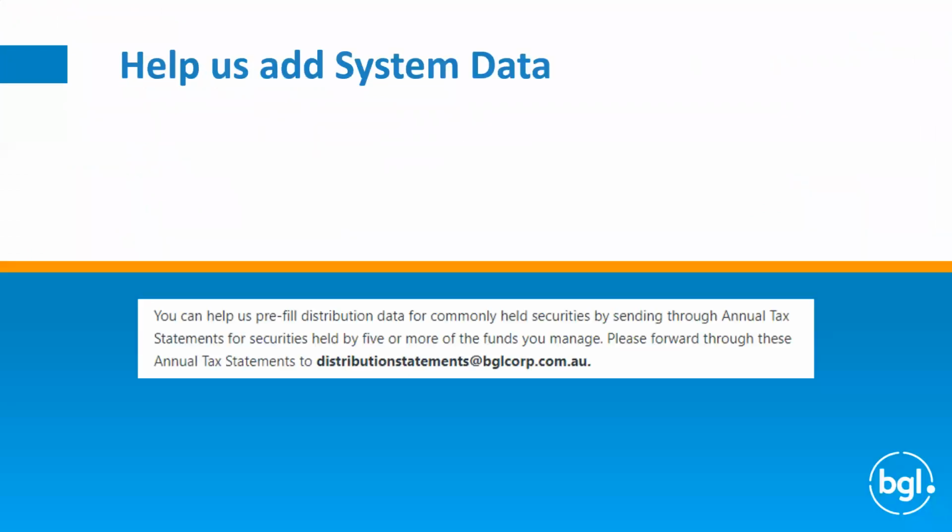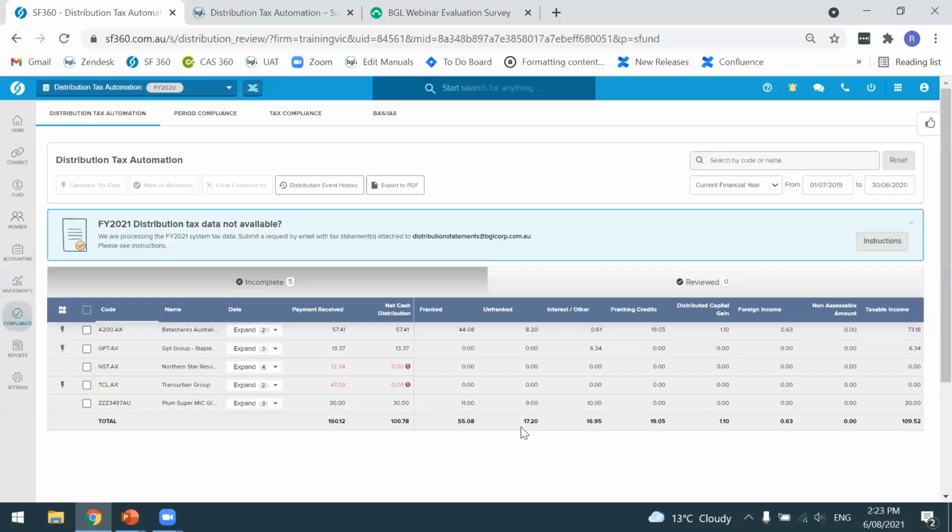Now you can participate in this by forwarding annual tax statements to distribution statements at bglcorp.com.au. We just ask that if you do send these through, any personal information is of course covered or removed. The more of these that are sent in, the better the service will ultimately be.